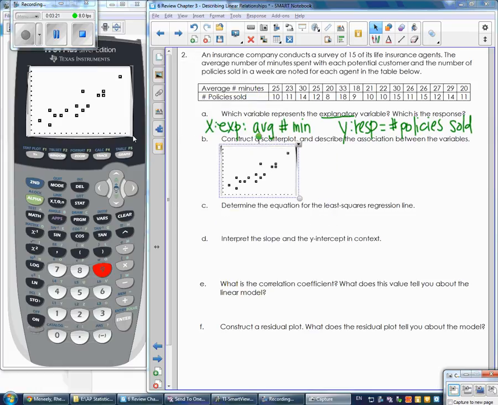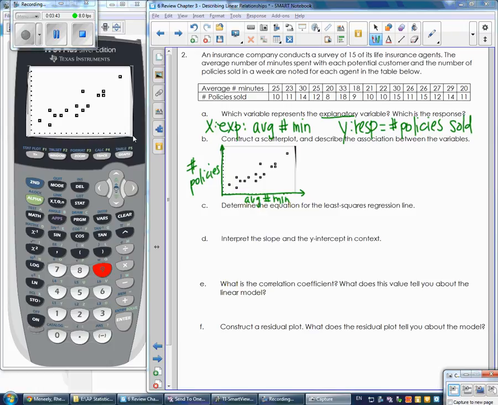Okay, and all I ask you to do is to provide me a sketch on your paper and make sure you label your axes. So we know that the x variable is my average number of minutes and my y is going to be the number of policies. And you're asked to describe the association.